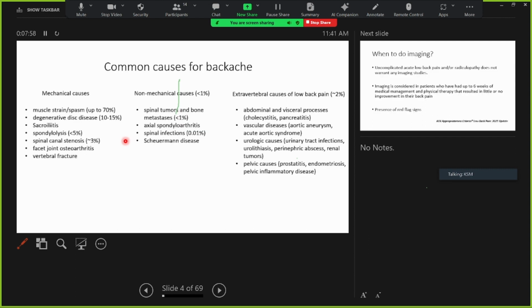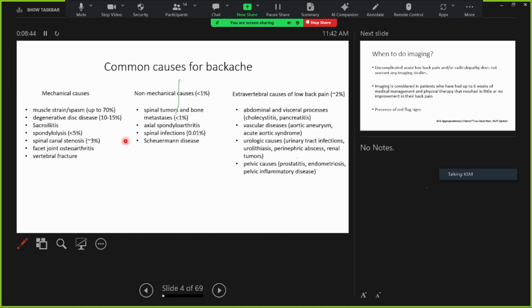So those are the common causes for backache. I think it will be important for the medical students who are taking histories from the patients. The common causes are the mechanical causes. Out of that, muscle spasm or the strain are the most common cause and cause about 70% of patients with backache. And second, the degenerative changes that is mainly involved in the disc disease. And then the sacroiliitis, spondylolisthesis, spinal canal stenosis, and then facet joint osteoarthritis is also one of the common conditions that we don't diagnose very often. That is one of the common conditions that you can get backache.